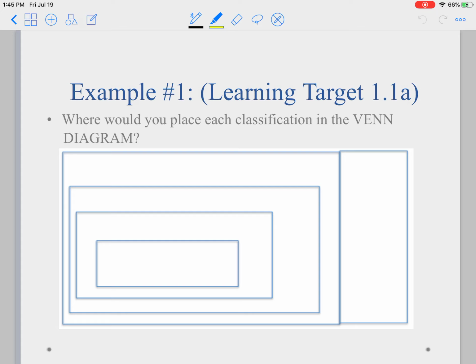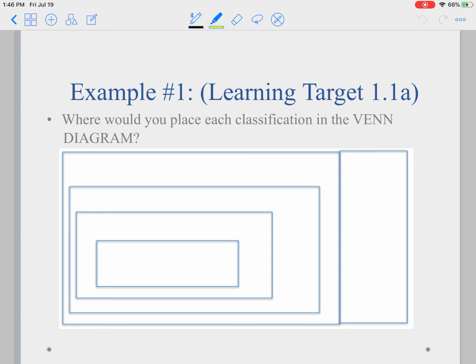So example number 1, this is highlighting Learning Target 1.1a. Take a moment, hit pause after you read through the question, and the question is, where would you place each classification in the Venn diagram? And the Venn diagram being this entire set of rectangles.